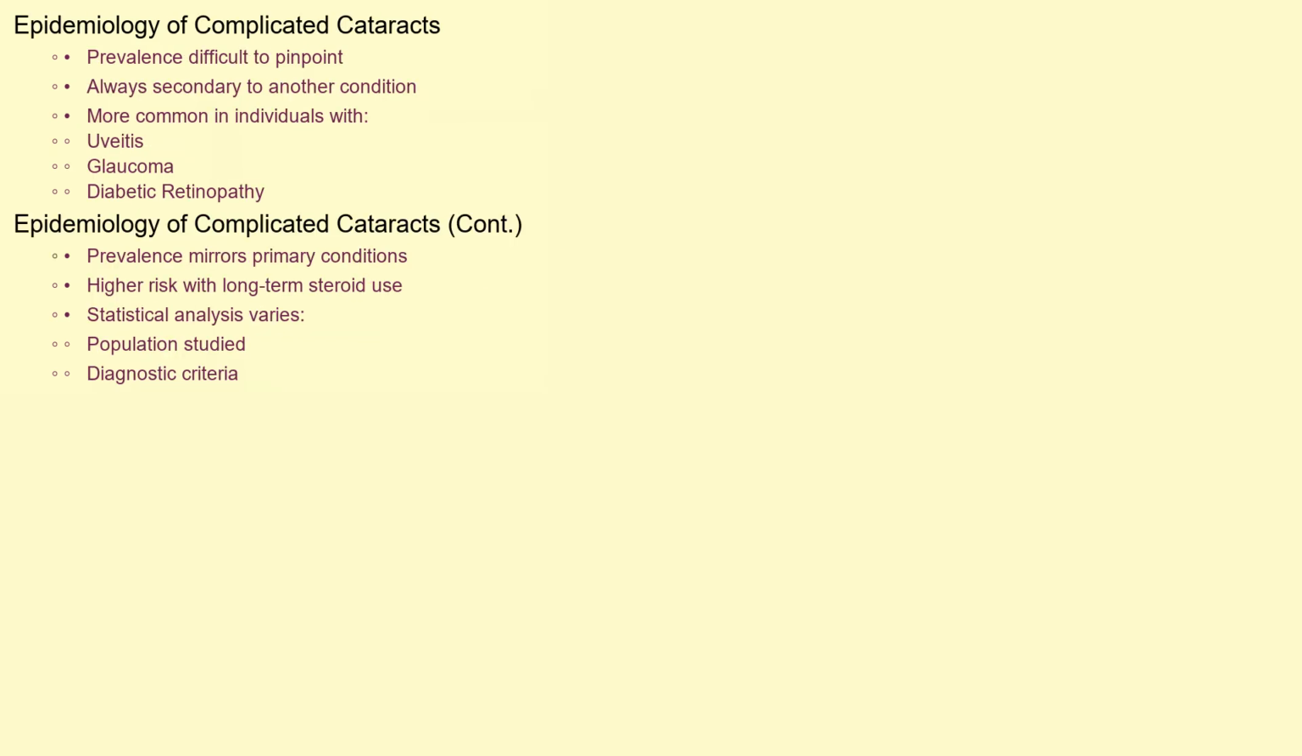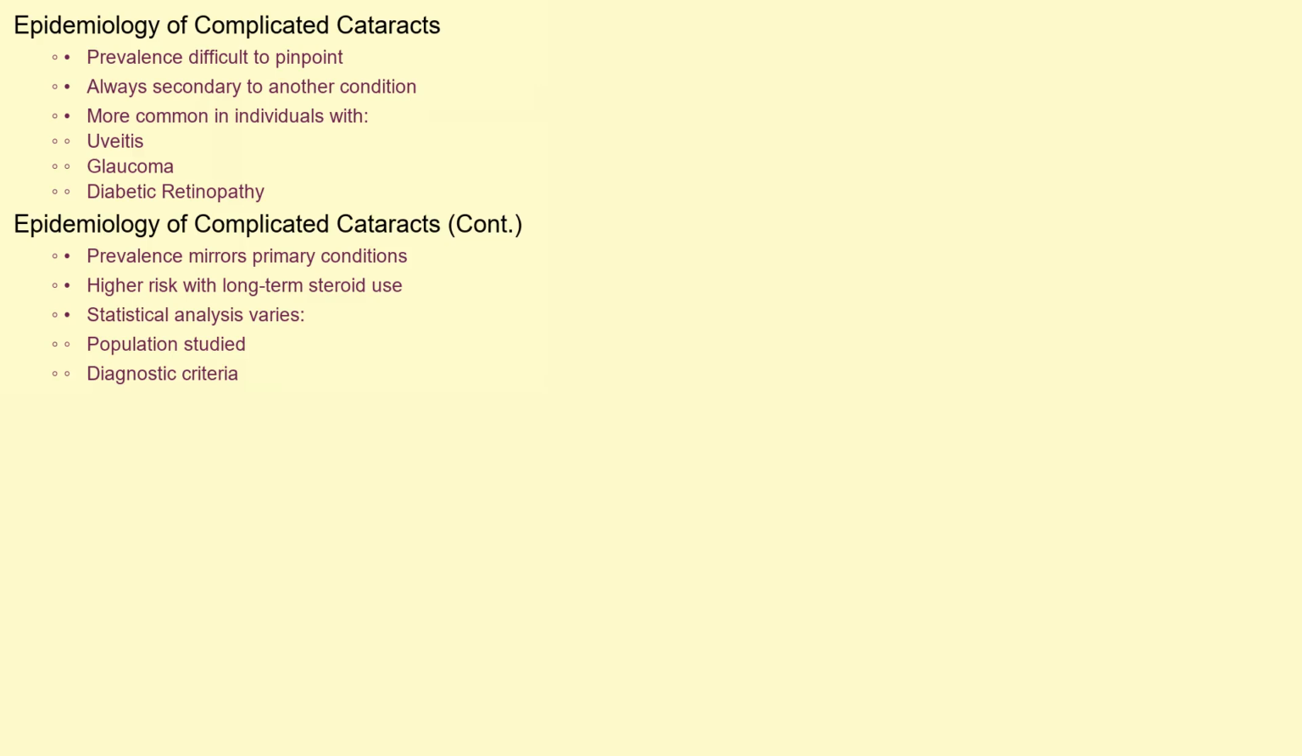Regarding epidemiology, it's difficult to pinpoint the exact prevalence of complicated cataracts as it's always secondary to another condition. However, we know they are more common in individuals with pre-existing eye diseases like uveitis, glaucoma, or diabetic retinopathy. The prevalence therefore mirrors the prevalence of these primary conditions. Additionally, patients on long-term steroid treatments are at a higher risk.